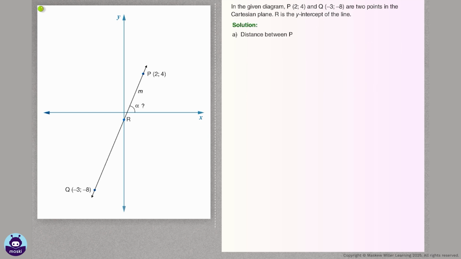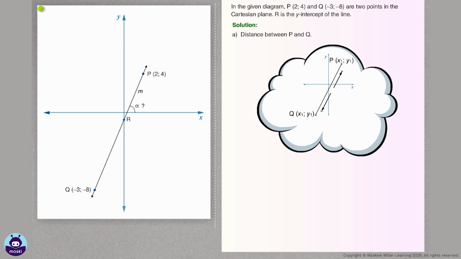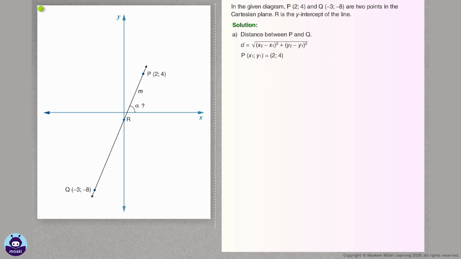Solution. Distance between P and Q. If coordinates of any 2 points are given, then the distance between the points can be calculated using the distance formula. Substituting values, we get the distance between the points P and Q. D is equal to square root of 169. Therefore, D is equal to 13.